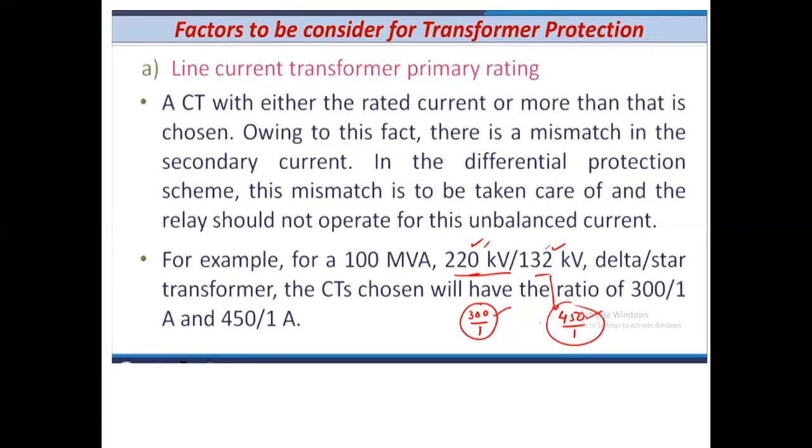Okay, so why is this point important? Because the primary ratings are different, even though the secondaries are different, these two secondary currents are different, and when you apply these two currents to the relay, a differential current will always flow through the relay. So this needs to be taken care of when you apply the differential protection in case of the power transformer.